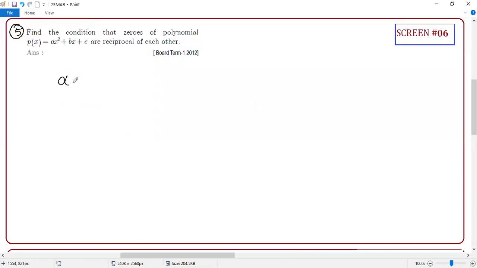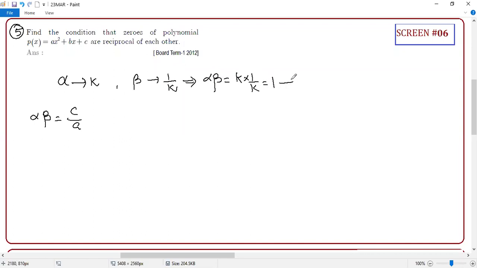If you take two zeros, one is alpha, or you can take k, and beta is 1 by k. Why? They said reciprocal to each other. Now you tell me, alpha into beta according to the question is what? Minus b by, no, c by a. According to this, alpha into beta is what? k into 1 by k, which is equal to what? 1. So now, 1 equal to 2.